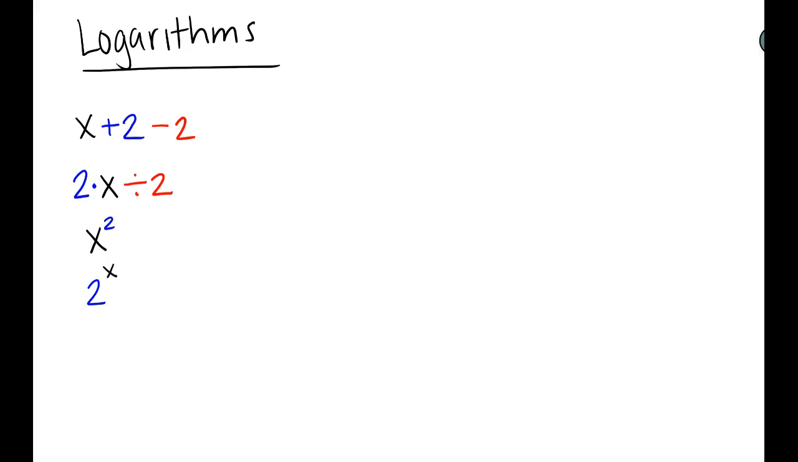In the next one, we have x squared. So what's happening to x is that it is being squared, it's being multiplied by itself. And we learned last chapter that we can undo that by using a square root.